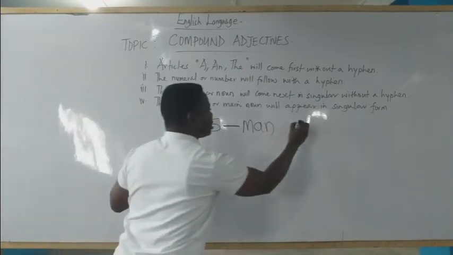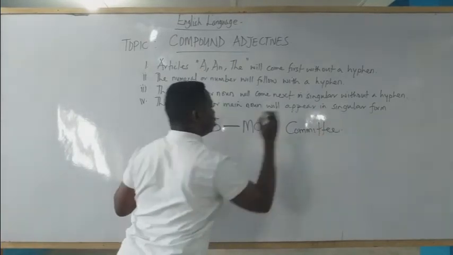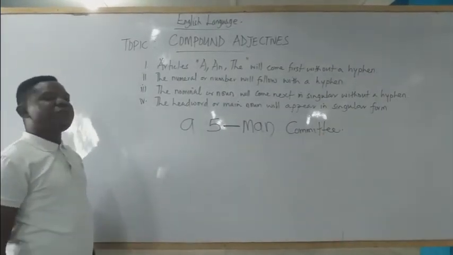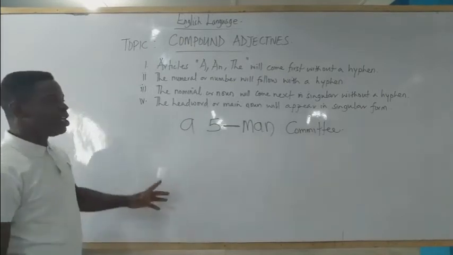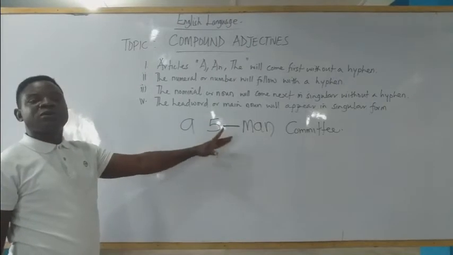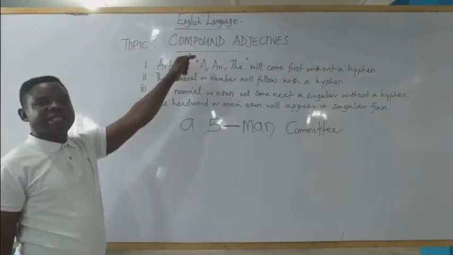What's our head word? That's committee. We have committee. Look at this word. This is just one word. What's this? A 5-man committee. This is called what? Compound adjectival word formation. Compound adjectival formation.